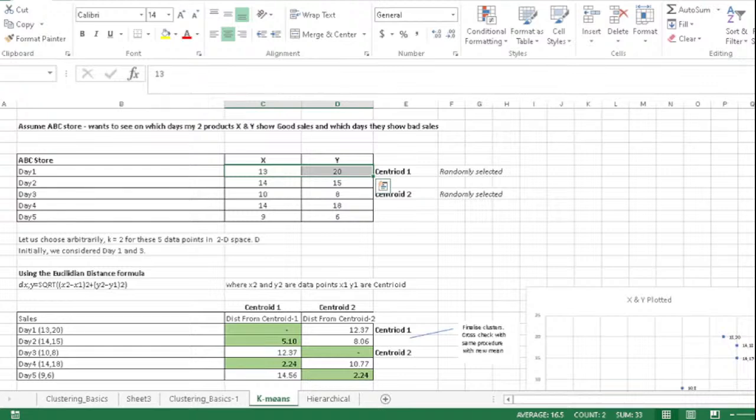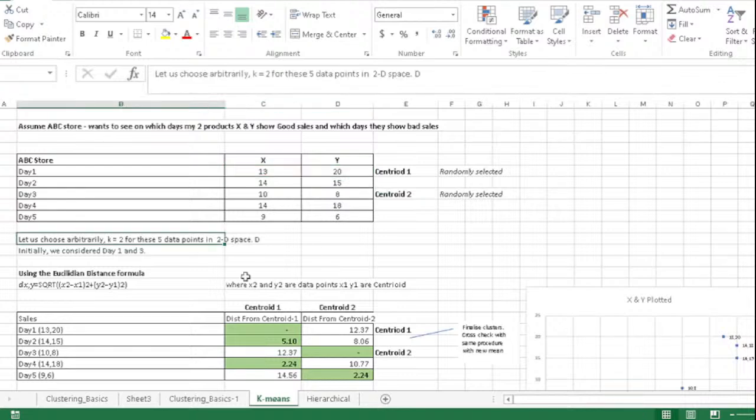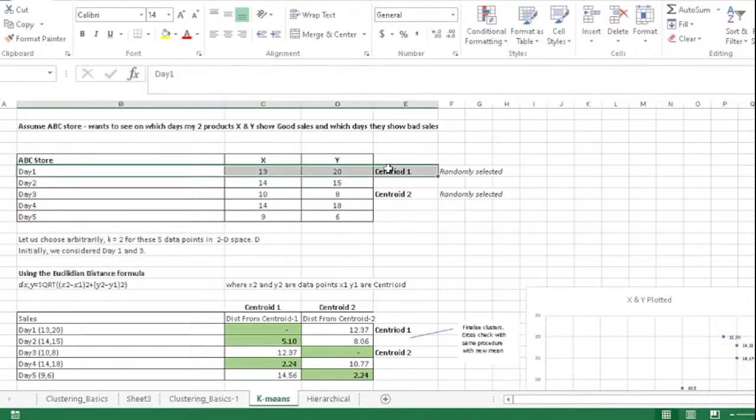For these 5 data points, initially I pick up one data point randomly and make it centroid 1. I pick up any other data point, say data point 3, and make it centroid 2.